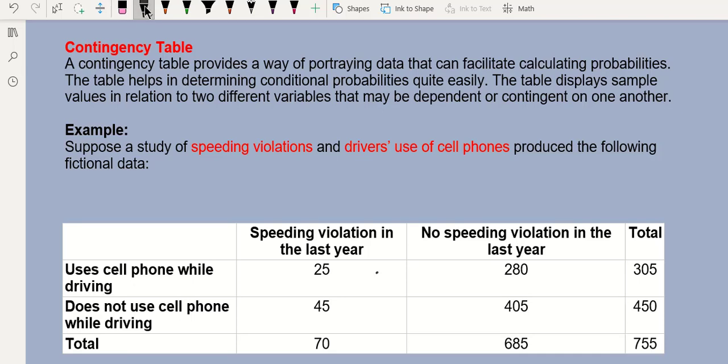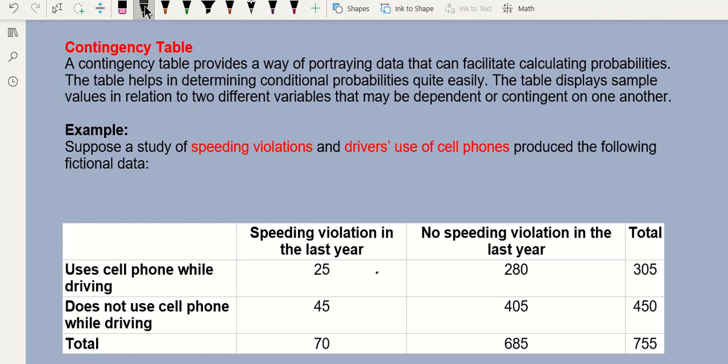Hi guys, this video is going to be on the remainder of chapter 3, which will deal with contingency tables and Venn diagrams. A contingency table provides a way of portraying data that can facilitate in calculating probabilities. It helps in determining conditional probabilities quite easily.